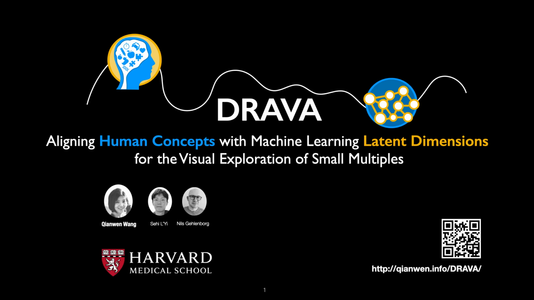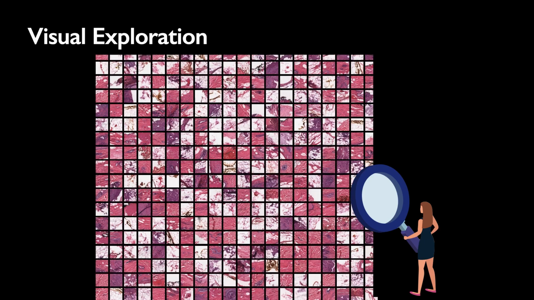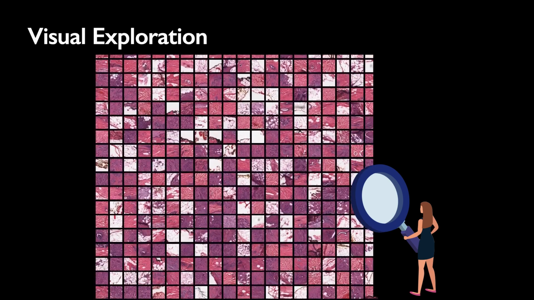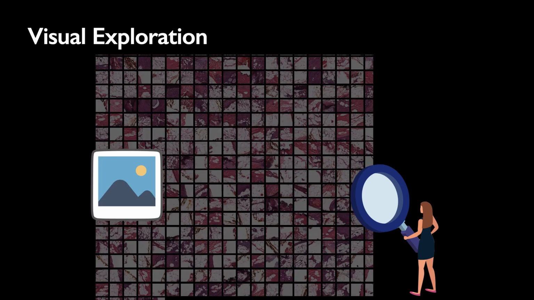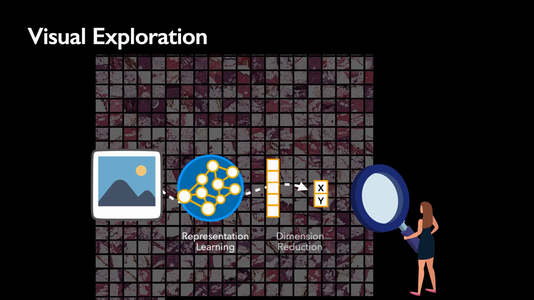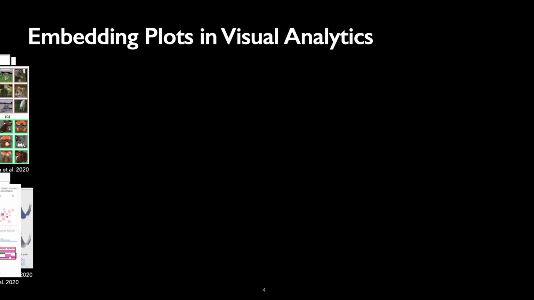Today, I'm excited to present our study, Drava: Align Human Concepts with Machine Learning Latent Dimensions for the visual exploration of small multiples. Visual exploration of small multiples can be a challenging task. A common practice is to project them into a 2D space by learning a latent dimension for each item and then applying dimension reduction methods.